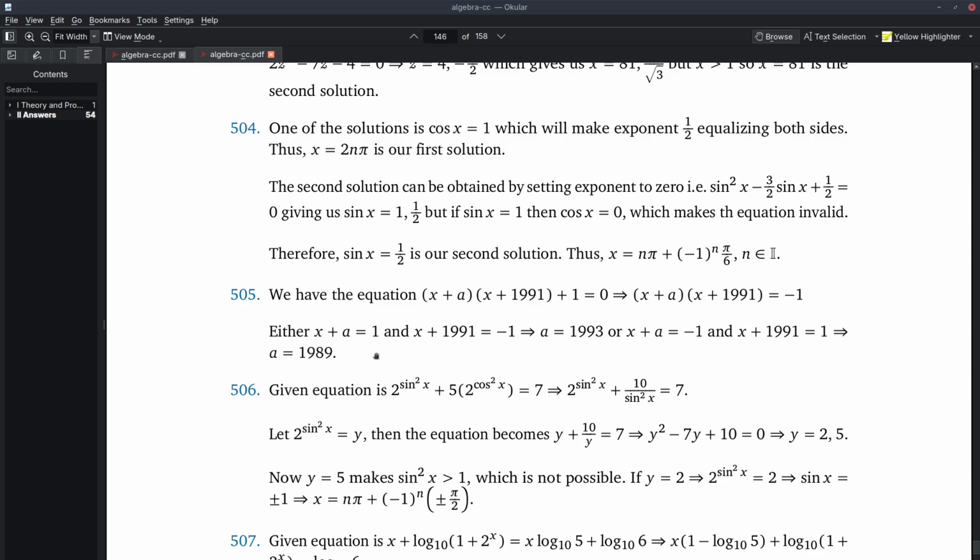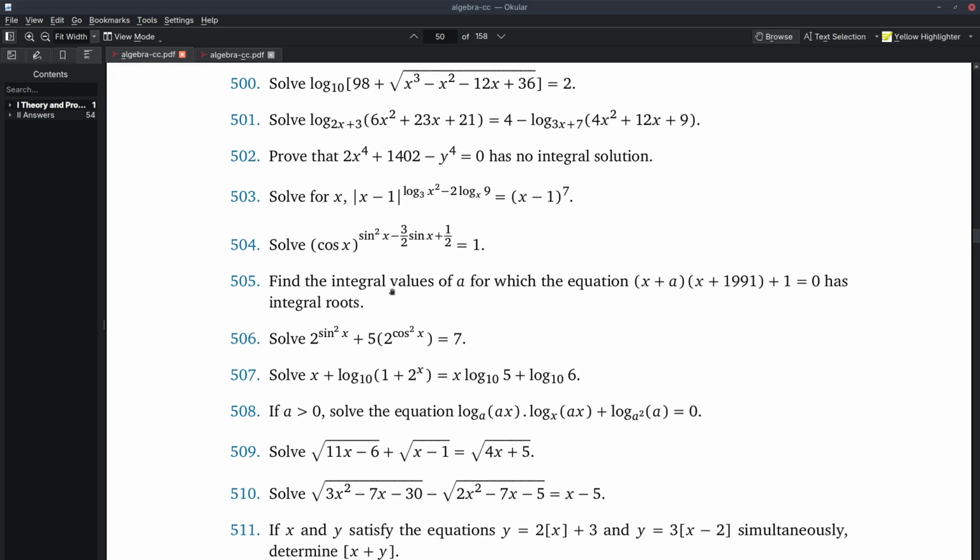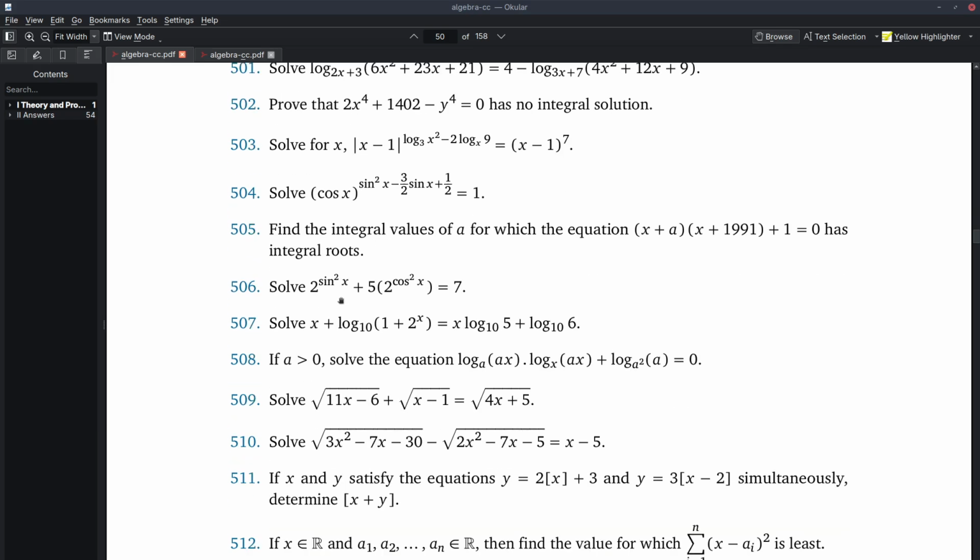Now, if this is the case, then we let x plus a is equal to 1 and x plus 1991 is equal to minus 1. So this will give a is equal to 1993 because x will be minus 1992. The other possibility is x plus a is equal to minus 1 and x plus 1991 is equal to 1. So this will give a is equal to 1989. Very easy problem.